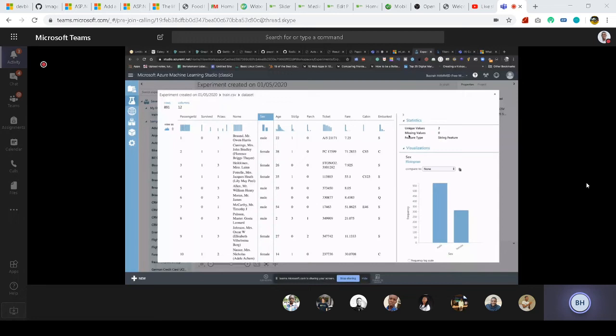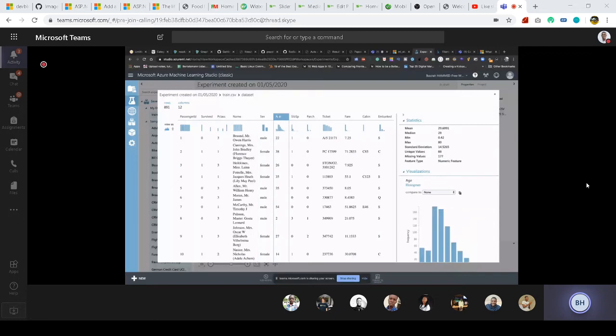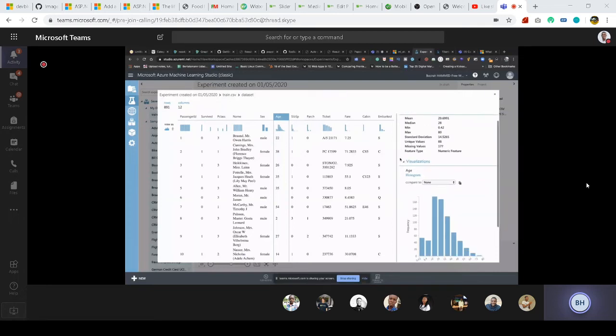For age, because it's numeric data, we're able to compute the mean, the median, the minimum age, and the maximum age. From the minimum age we probably have outliers, because how can one be 0.42? It doesn't make sense for age. We also have the standard deviation, number of unique values, and number of missing values, which we should take into consideration when training our model. And we can see the distribution.